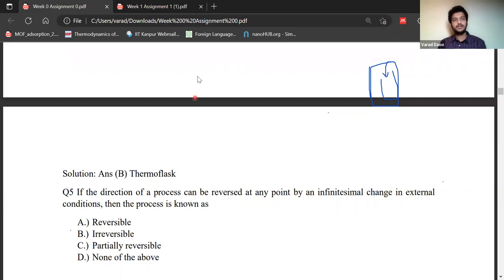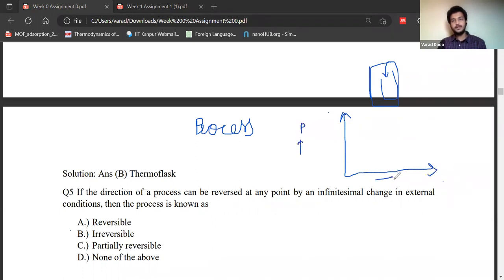Right. So first let us understand what is a process. Let us consider that this is a thermodynamic diagram in which the y-axis represents pressure and the x-axis represents volume. So let us assume that this is the point 1.